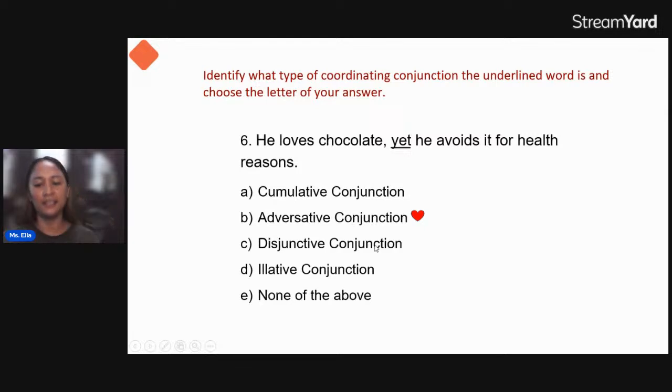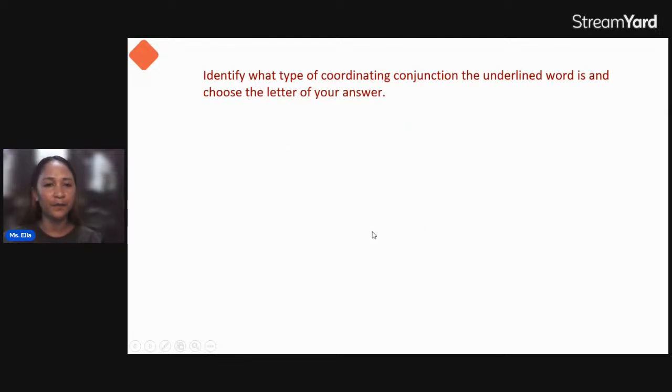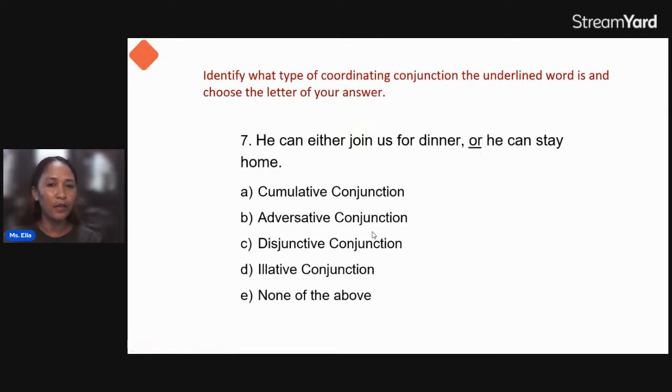All right. Let's continue. Number seven. He can either join us for dinner or he can stay home. Is it A, cumulative conjunction? Letter B, adversative conjunction? Letter C, disjunctive conjunction? Or letter D, elative conjunction?